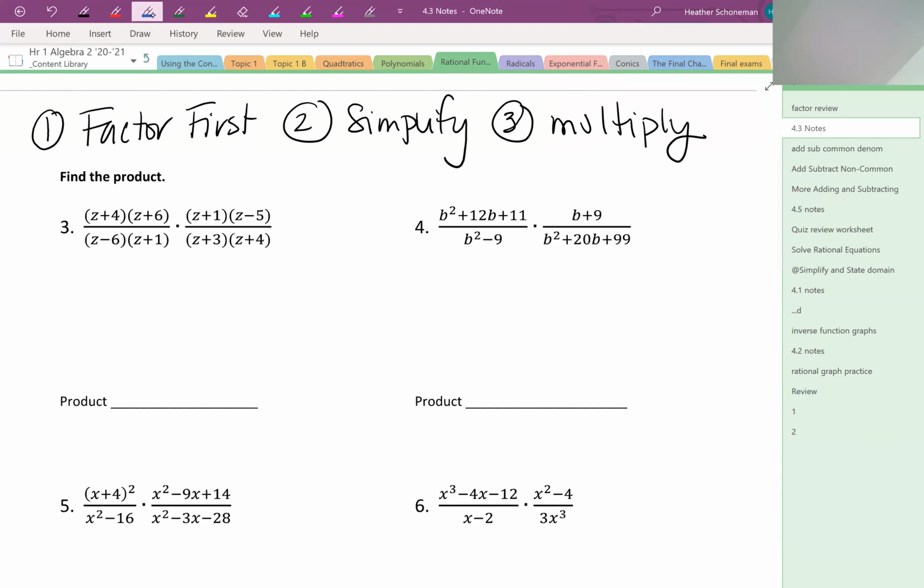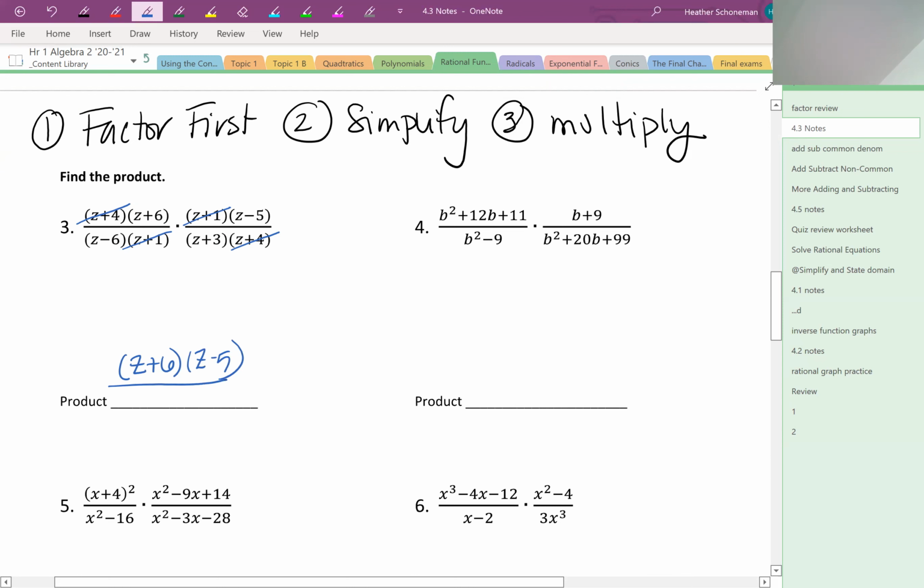Now, look at number 3. This looks terribly complicated, but do you know what the best news is? It's already factored, so you don't have to do any work. So all we're going to do is cancel matching groups. So the z plus 4s, they cancel, and you can only cancel them 1 for 1. Z plus 1, those cancel. Now, these both have 6's, but one's a plus and one's a minus. They don't cancel. And 3 and 5 is not going to work. So on the top, I've got a z plus 6 and a z minus 5. And on the bottom, I have a z minus 6 and a z plus 3. That's it.